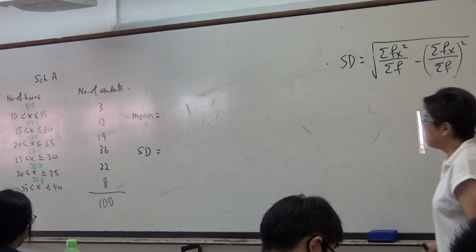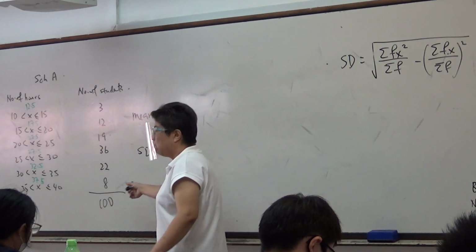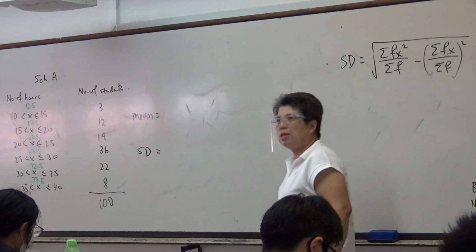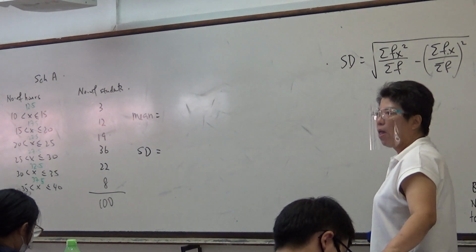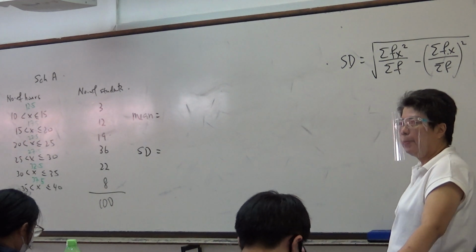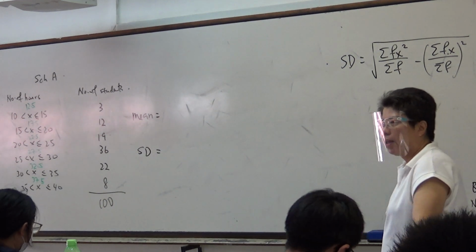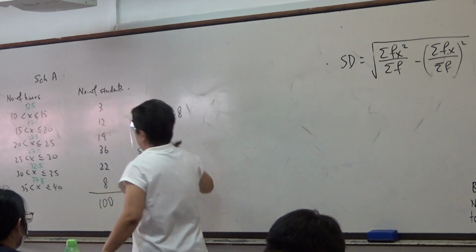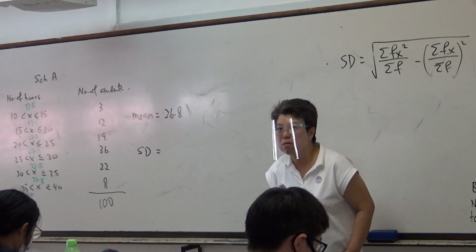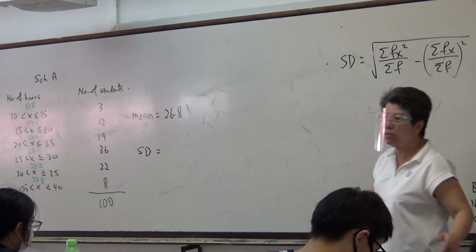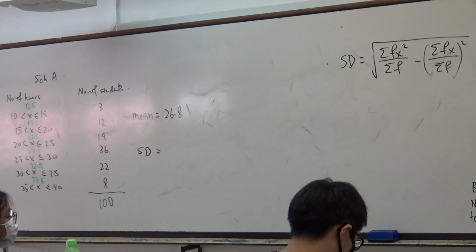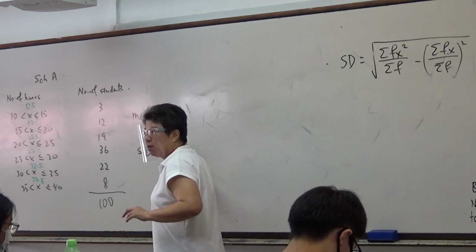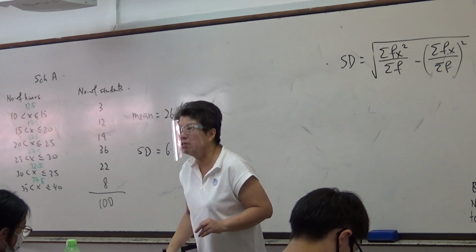What's your mean? What's your mean for this already? Oh, sorry. Some people still think it. 20? Do you get a 26.8 for the mean? What's your sigma? What's your SD? 3 significant figures, 6.04. Is it correct?